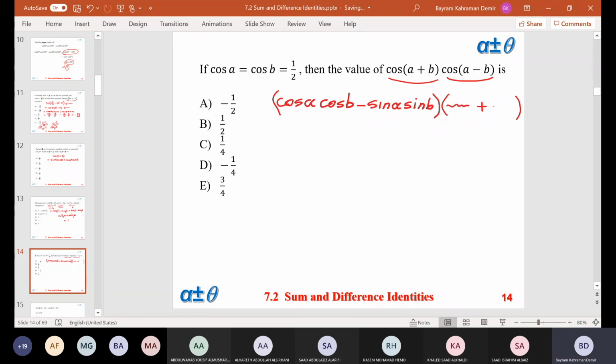Same cosine A, sine A, cosine B, right? So the result will be what? Cosine A, cosine B all squared, minus, right? It's the difference between two squares. Sine A, sine B squared. Are you sure you are okay? Are you understanding, Shabab? Yes.